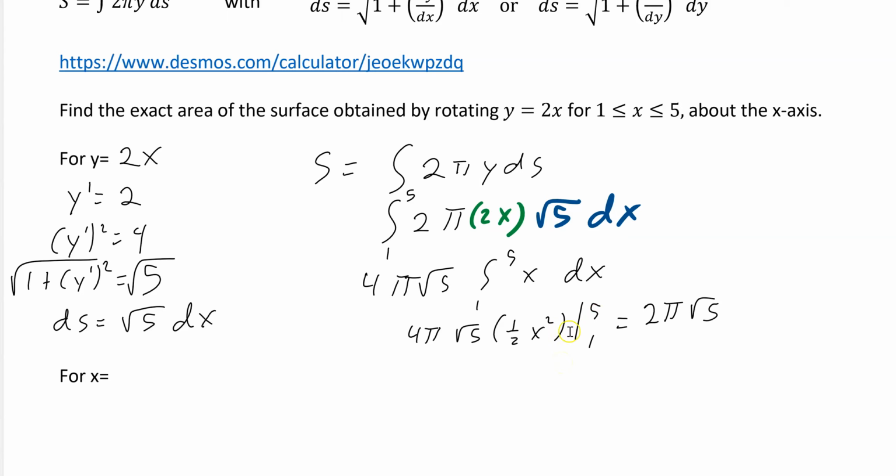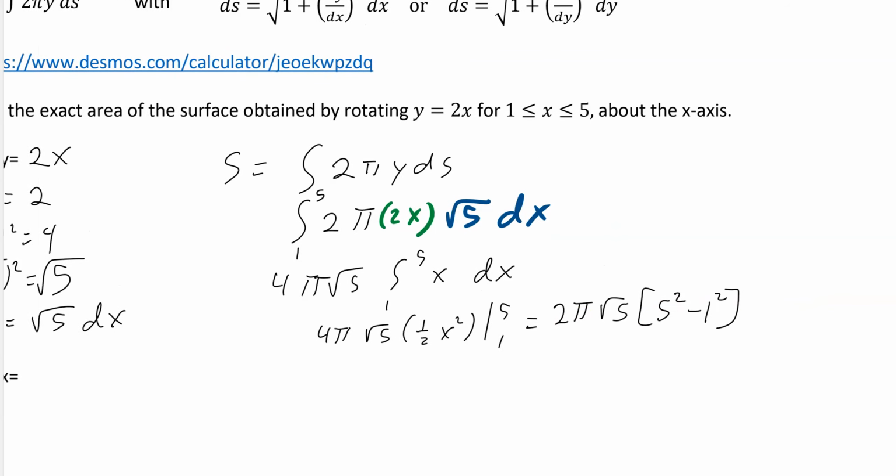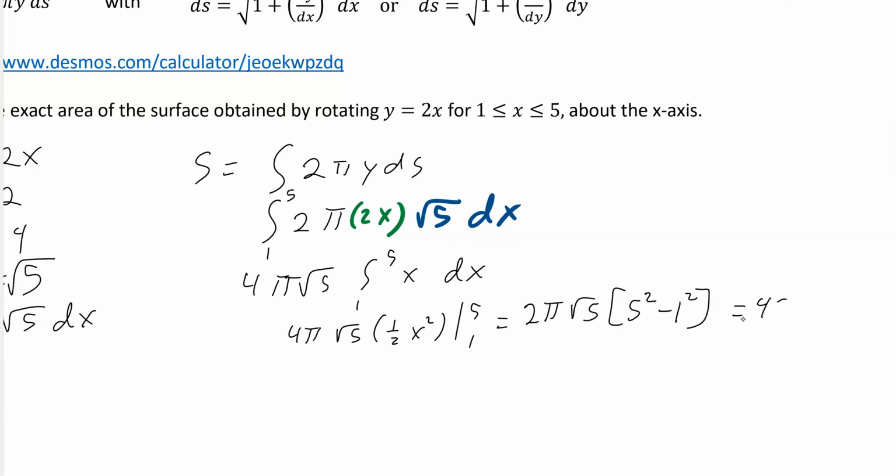And then we're going to plug the 5 and the 1 into the x squared. So 5 squared minus 1 squared. So 25 minus 1 is 24. So we get 48 pi rad 5. All right, and so that would be the surface area.